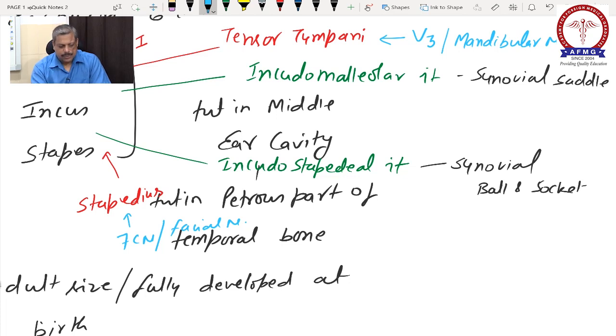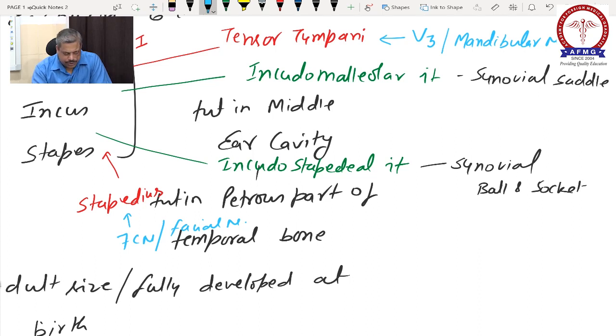So for that purpose, we should know that there are 12 cranial nerves and we have to remember their names in the serial order. Clear? Like first cranial nerve is the olfactory nerve. Second cranial nerve is the optic nerve. Third cranial nerve is oculomotor. The fourth cranial nerve is the trochlear.